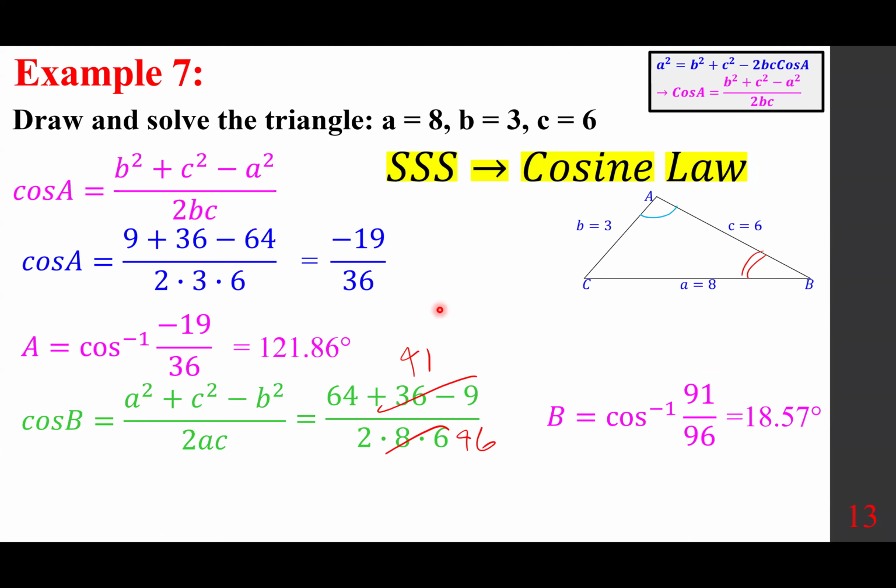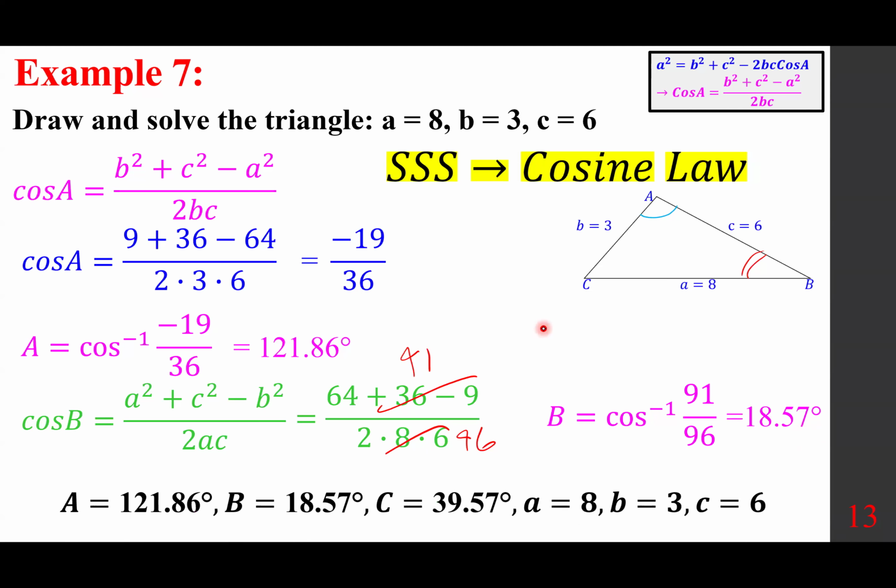Finally, you add these two, subtract it from 180. So A is 121.86, B is 18.57, C is 180 minus the sum of these two, which is 39.57 degrees. So in other words, C was 180 minus the sum of A plus B. It's very simple.